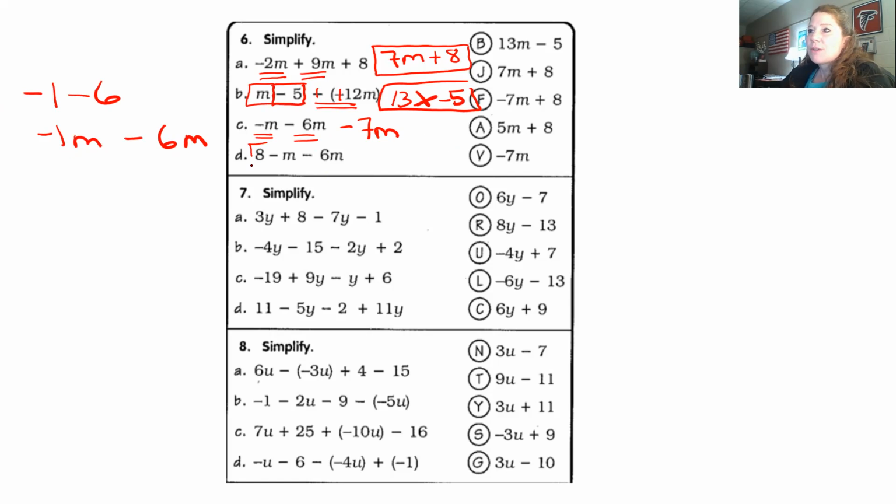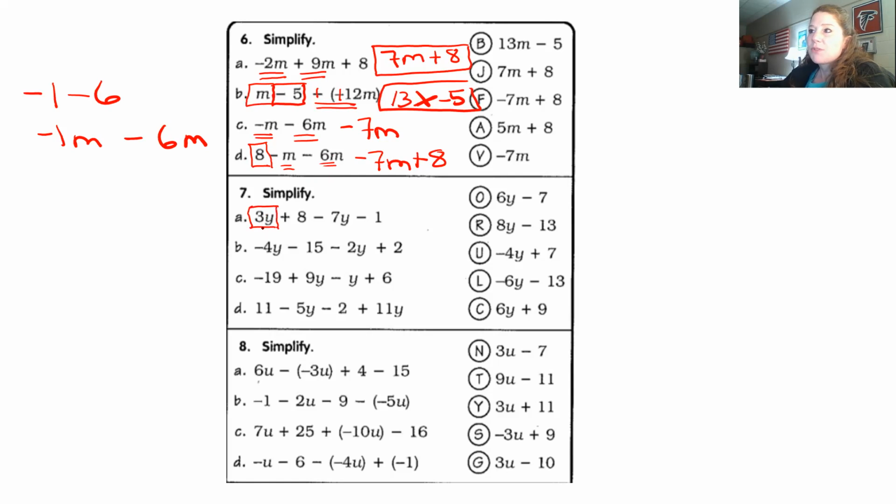All right, what about the next one? So 8 is a term by itself. So part of my answer is plus 8 because that's a positive 8. And then we have negative 1m minus 6m again. Negative 1 minus 6 is negative 7. So we have negative 7m plus 8 because that's a positive number. All right, what do you guys think? Not too hard, right?